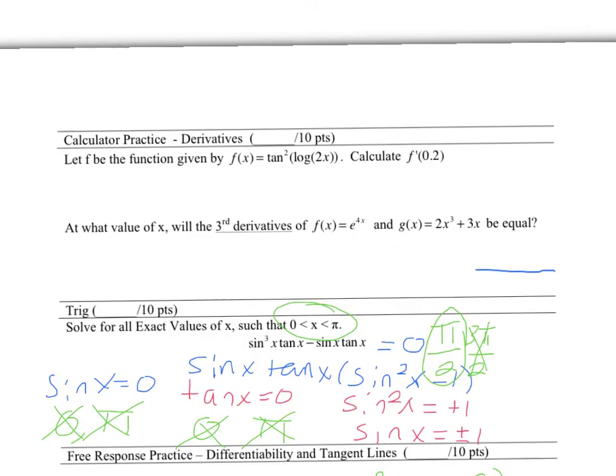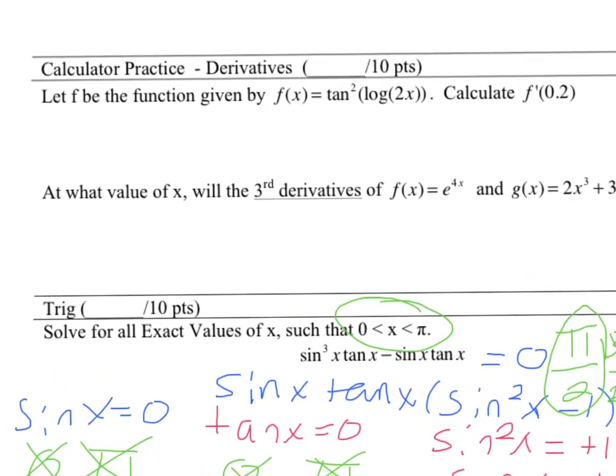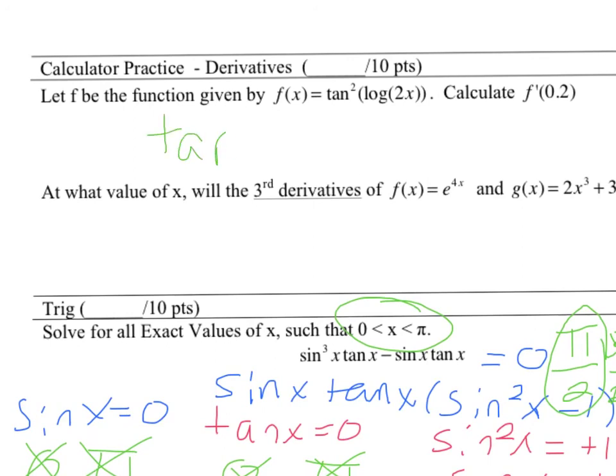Next thing I'd like to briefly talk about is the calculator section. Really, I'm just going to mention the tricky parts about this. For the first one, the function tan squared of log of 2x, calculate the derivative at 0.2. The tricky part is typing in that tan squared. The way that we type that into the calculator is going to be the tangent function, the log function of 2x, double parentheses, and a squared outside. Your calculator is unable to read the notation that we use on paper.